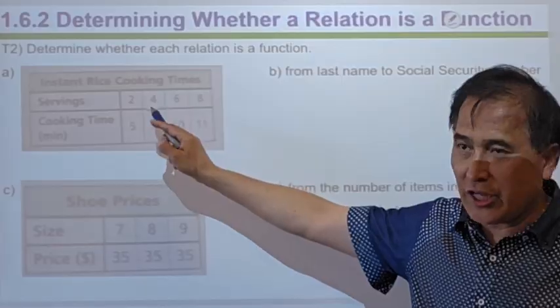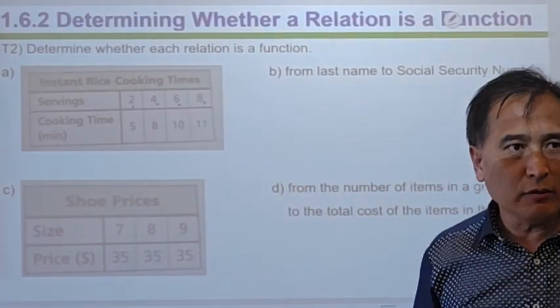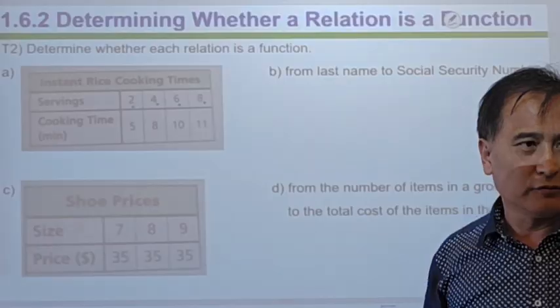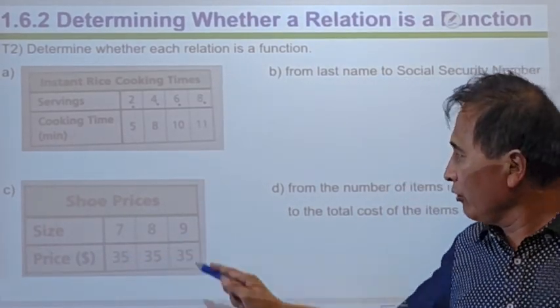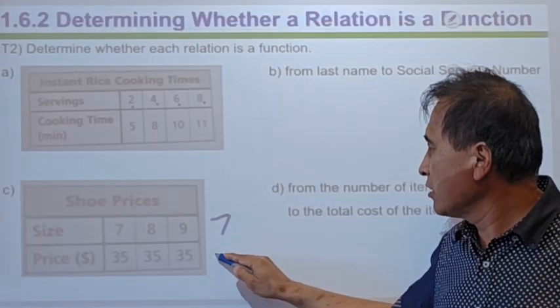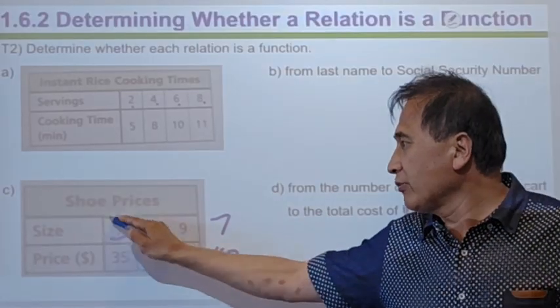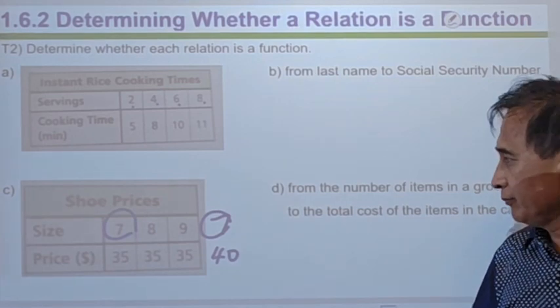Because of that, here this is a table: 2, 4, 6, 8, not repeating, then this is a function. Here 7, 8, 9, not repeating, then it's a function. But here, 7 goes to 40 and repeats. Because of this 7 repeating, this is not a function. Everybody understand? Okay?